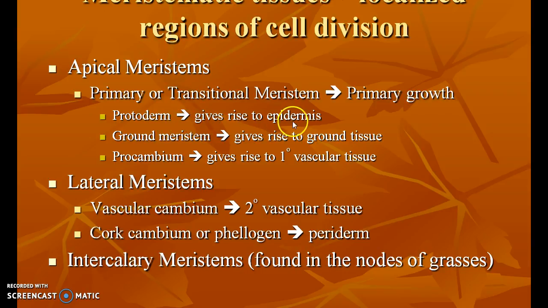Protoderm gives rise to the epidermis. Ground meristem gives rise to the ground tissues. Procambium gives rise to primary vascular tissue. Lateral meristem, vascular cambium, gives rise to secondary vascular tissues. Cork cambium or phellogen gives rise to periderm. Intercalary meristem is found in nodes of grasses.